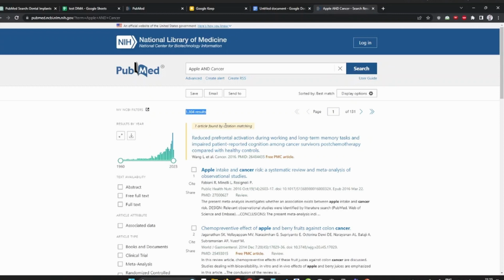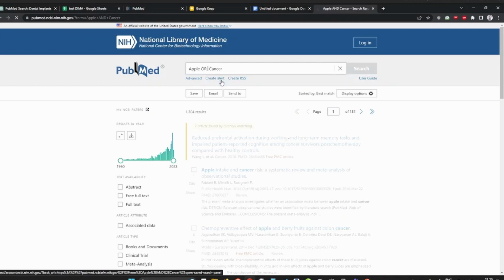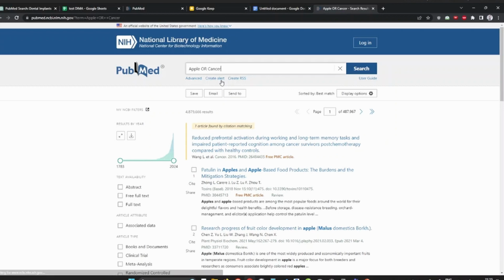Now if I want either apple, or cancer, or both, and it doesn't matter to me, I do not need both words to be in a particular paper, I would definitely use an OR. So that was an AND, where I need both keywords in the paper. With OR, I need either apple or cancer to be in the paper, or both keywords.